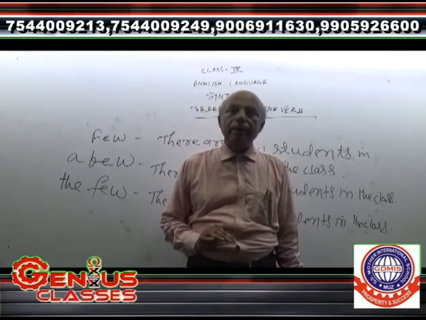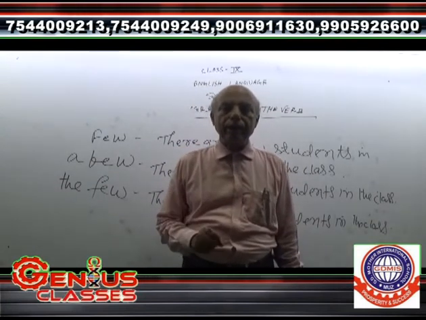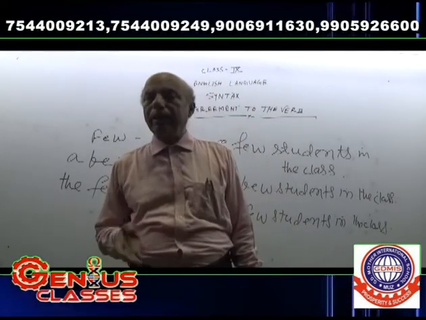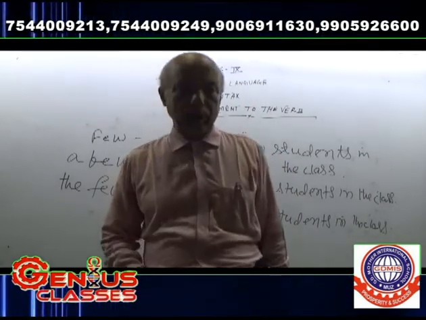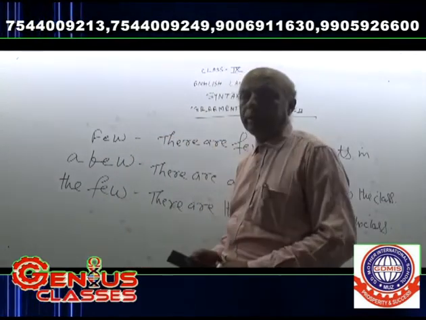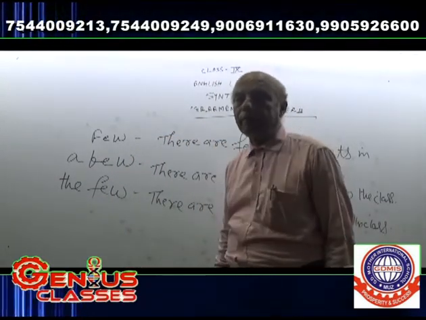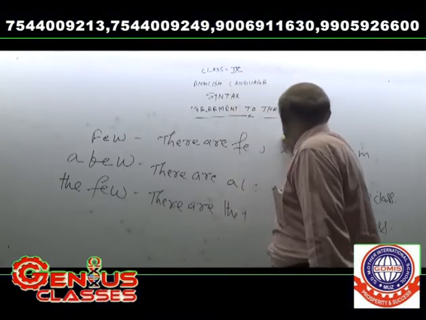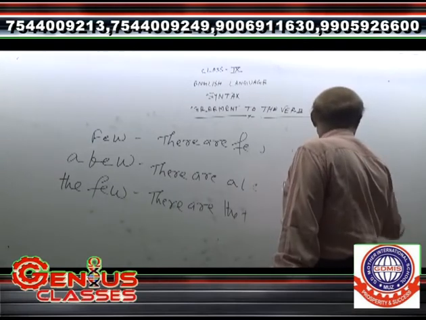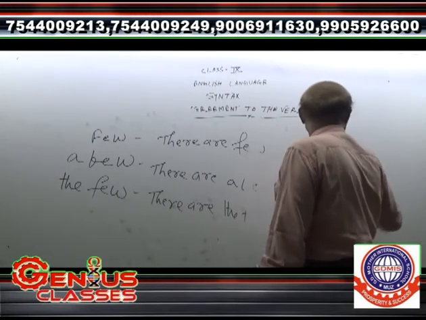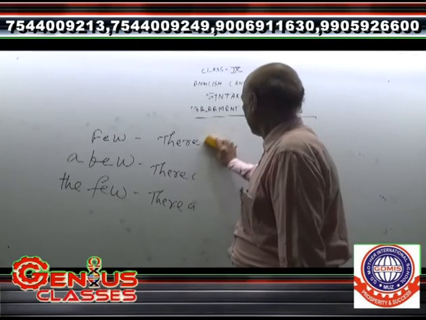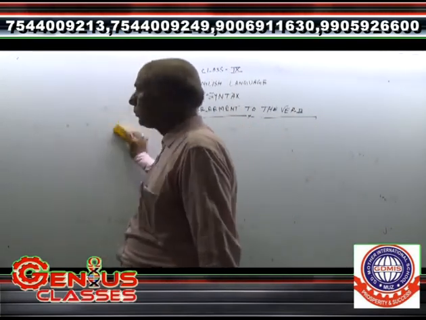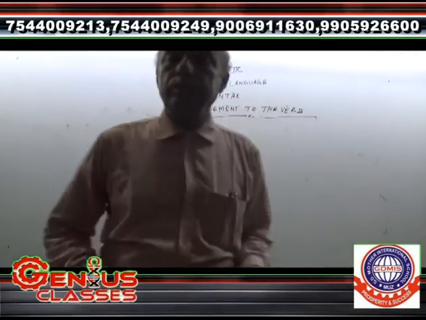In the same way, for uncountable nouns, material nouns, little, a little and the little always follow the singular verb. And they are used to modify uncountable nouns, which are called material nouns. Examples.